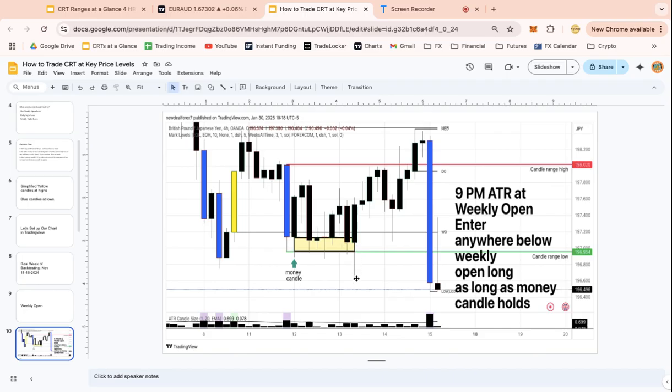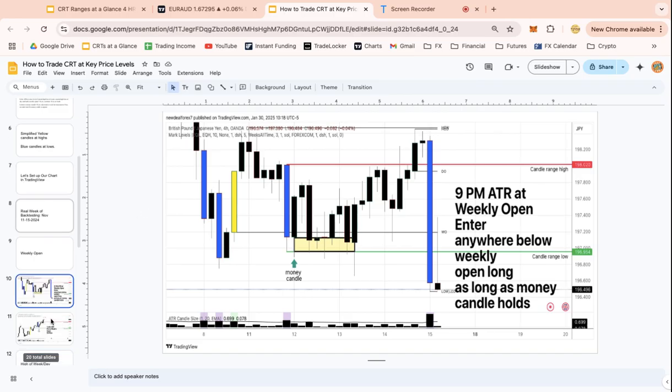This big old long wick here is nothing to be scared of because it did close inside the range. As long as the range is not broken, the low of this ATR candle or the low of the money candle is not breached by more than 25 pips, trade is good. And as you can see, it took off. I believe this was more than 80 pips once price did take off from this level on up to the top of the range. All right, so that's one.